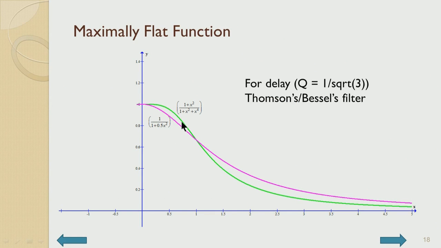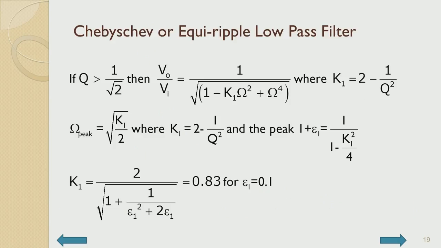You can see that it is compared as 1 by 1 plus 0.5 x squared, and the other one is 1 plus x squared by 1 plus x squared plus x to the power 4. So you are making this Q equal to 1 over root 3, then this is the maximally flat delay characteristic, or Thomson or Bessel filter. So we have now seen Q equal to 1 over root 3 for the second order makes it a Bessel's filter, maximally flat delay characteristic. So a variety of such filters can be designed.